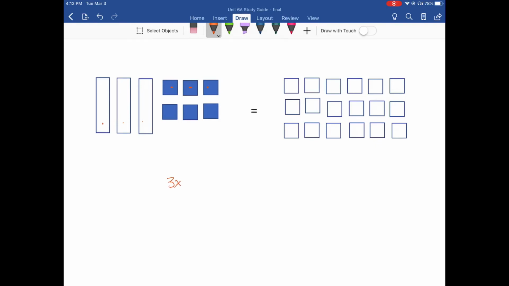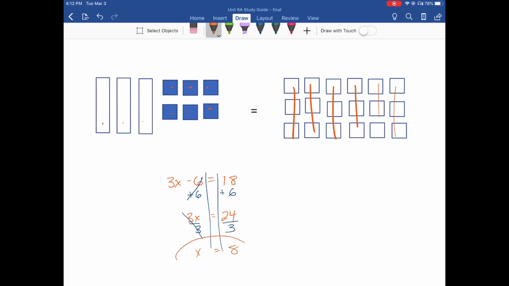minus 1, 2, 3, 4, 5, 6 is equal to 3, 6, 9, 12, 15, 18. And we solve just like all the other problems. We add 6 to both sides, 3x is equal to 24. You divide by your coefficient, and x is equal to 8.